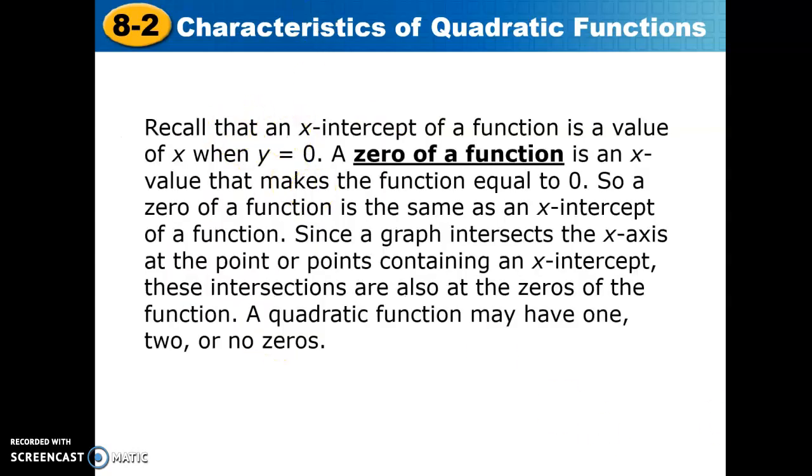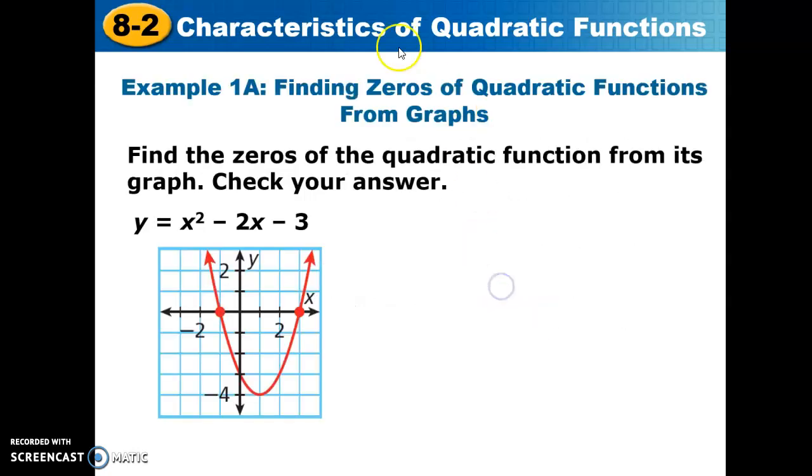All right, so again, lots of words on this slide. Let's write down this definition here. So the first characteristic we're going to talk about is a zero of a function. A zero of a function is an x value, keyword x value, that makes the function equal to 0. Any quadratic can have 1 zero, 2 zeros, or no zeros at all. And once we do a couple problems, that'll kind of make sense for you.